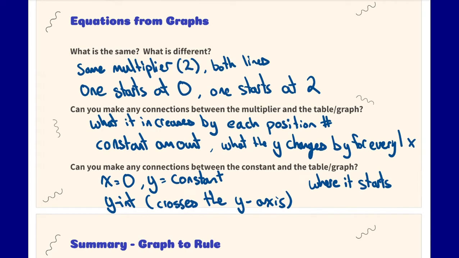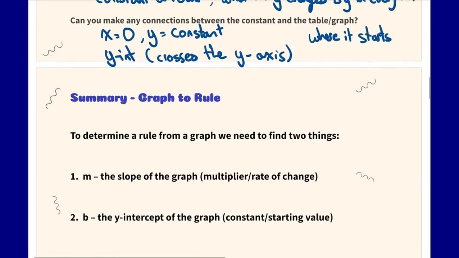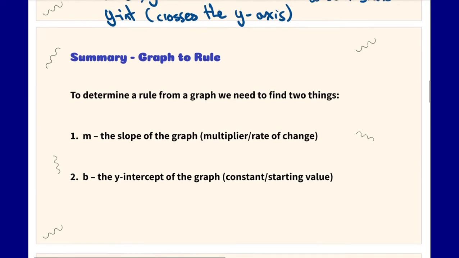So those are what we're going to be using to help us come up with the equation, focusing only on the graph. So to determine the rule from a graph, we need two things. We need m, which we're now also going to call the slope of the graph. If we looked at each of those lines, they had the same steepness, the same slope, right? And that's because they had the same multiplier or the same rate of change. So we're adding some new terminology. We can call m the slope.